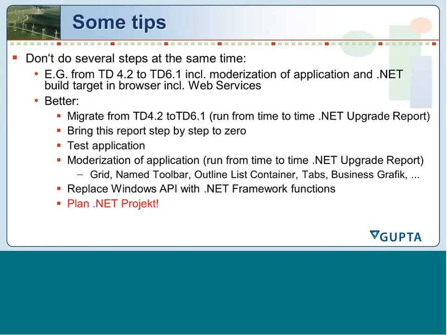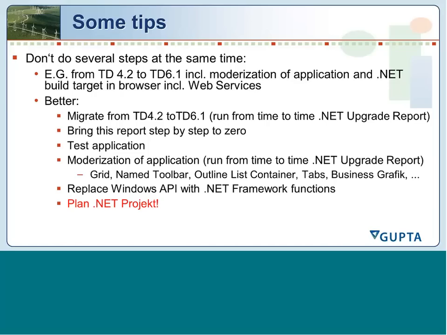So the better way is to migrate first from Win32 to 6.1. Run from time to time the upgrade report to get a feeling what must be changed. If you're working on Win32 code, then maybe it's a small change to shrink down the upgrade report list. So bring the report step by step to 0 and test your application. Do the modernization of the application. And again, run from time to time the .NET upgrade report.